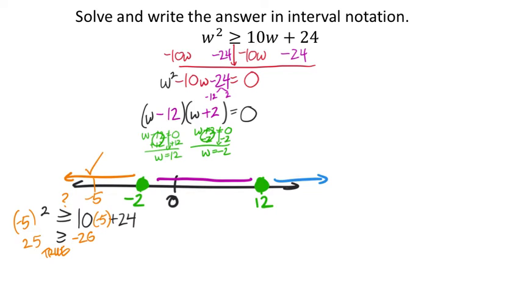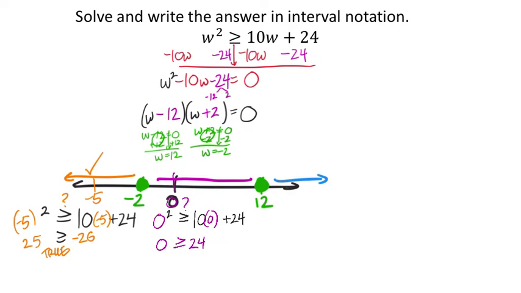Now, like I've said before, it should alternate, which means if this one's true, this one should be false, this one should be true. But we're going to make sure, especially since that middle value there is 0. So I'm going to use 0 on this next one. We're saying w squared should be greater than or equal to 10 times w plus 24. But now I'm going to test this with 0. So it'd be 0 squared greater than or equal to 10 times 0 plus 24.